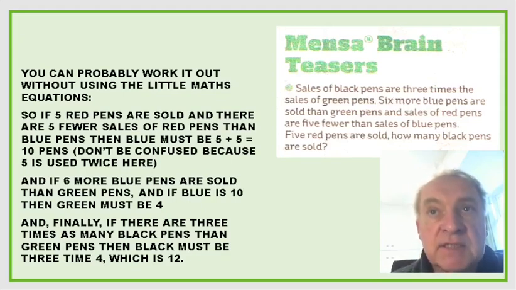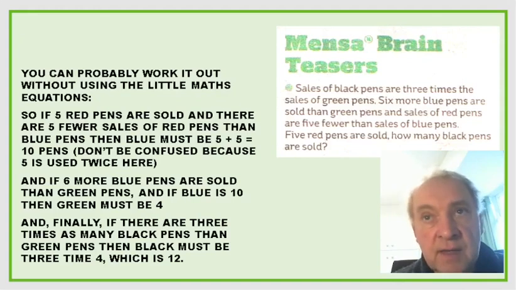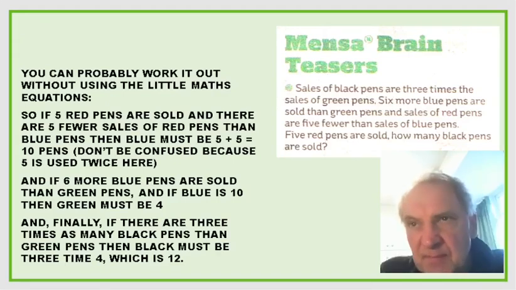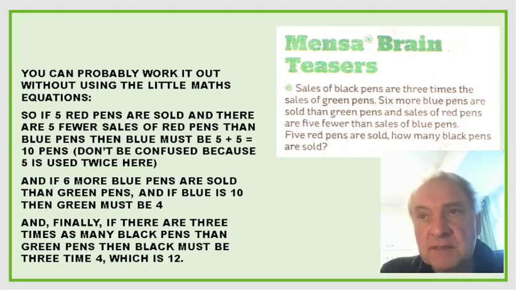And if 6 more blue pens are sold than green pens, and blue is 10, then green must be 4. And finally, if there are 3 times as many black pens as green pens, then black must be 3 times 4, which is 12. 3 fours are 12. It's actually quite straightforward, but it's a fun thing to do.